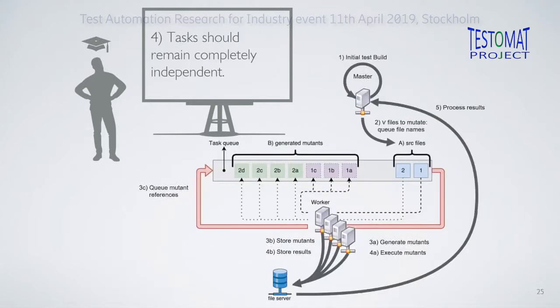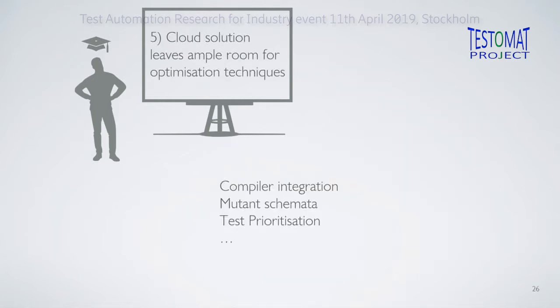And then fourthly, the tasks should remain completely independent of each other. Because if we add new technologies, like mutant schemata, for example, if these tasks start to depend on each other, it becomes harder to distribute. And the last lesson we learned is that cloud technology leaves ample room for further optimizations, like compiler integration, mutant schemata, and test prioritization.